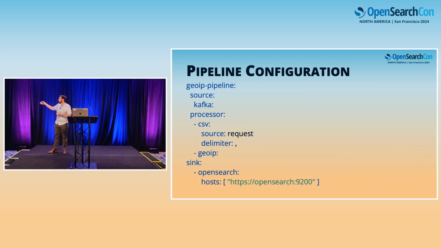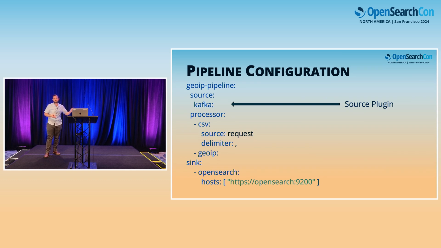Up here, we have a sample pipeline configuration. What it's doing probably isn't too important, and I did cut out some of the details for brevity. But our pipeline starts with the source. This is Kafka. And then we go through a couple of processors. We have a CSV processor and then a GeoIP processor for geolocation enrichment. Finally, we send to the OpenSearch sink.